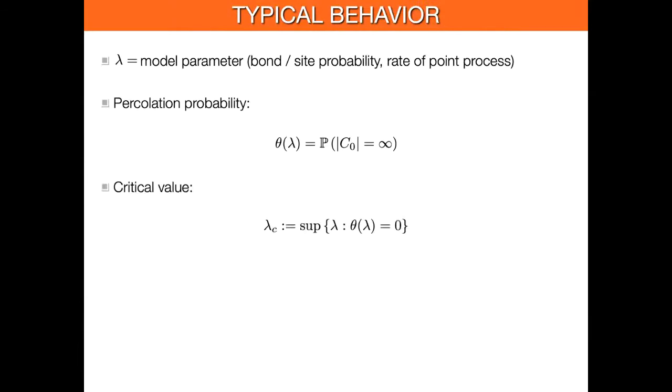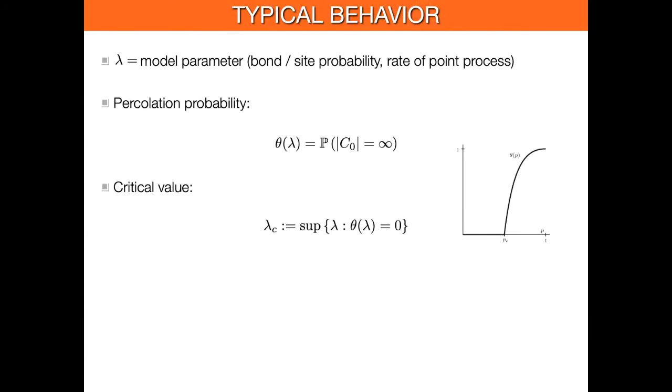So at the beginning, if the parameter value is very low, the structure you have is very sparse, and the origin is not connected to infinity. But as you increase it, at some point, you expect the probability to become positive. So it looks something like that. This is for bond percolation, for example. You start with probability 0, and then you need to hit a certain parameter value to be able to see infinite components with some positive probability. And then it increases all the way to 1 at the end.